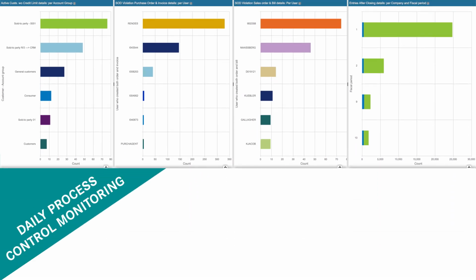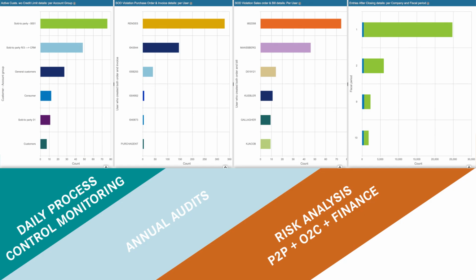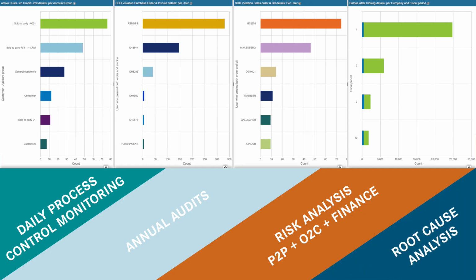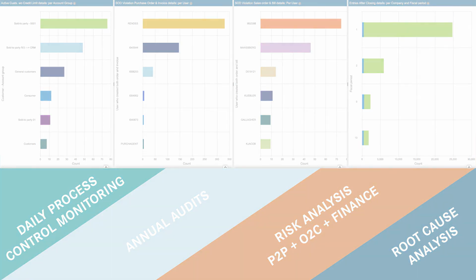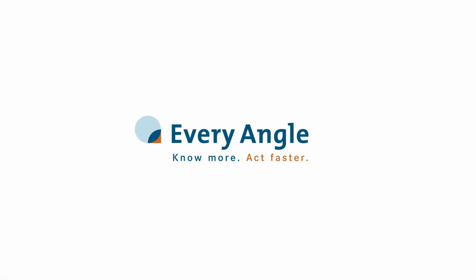Apart from daily process control monitoring, this GRC Control Tower provides support in preparing for annual audits, risk analysis across purchase to pay, order to cash and finance, and root cause analysis on compliance exceptions. Now that's being in control. Why take risks when you can have this kind of insight?